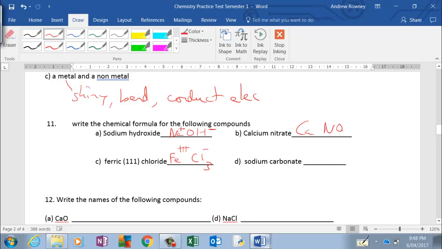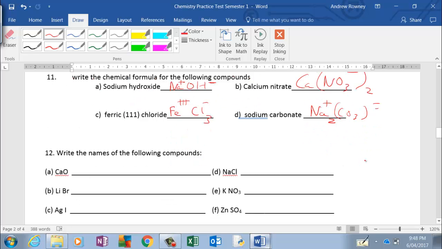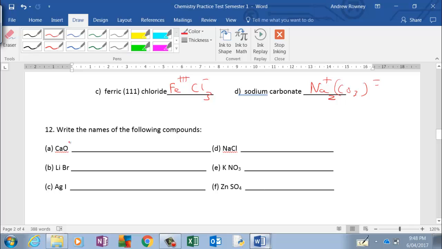Calcium nitrate, calcium's double plus, nitrate single minus. You need 2 of them to balance the 2 plus. Sodium carbonate, carbonate is double minus, sodium is plus 1. You need 2 of them to balance it. Write the names of these. That's calcium oxide, lithium bromide, silver iodide, sodium chloride, potassium nitrate, zinc sulfate.